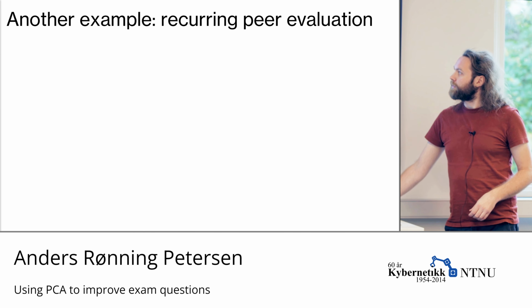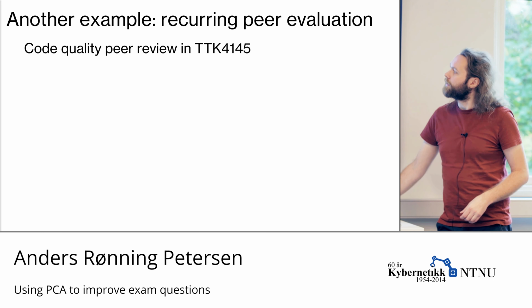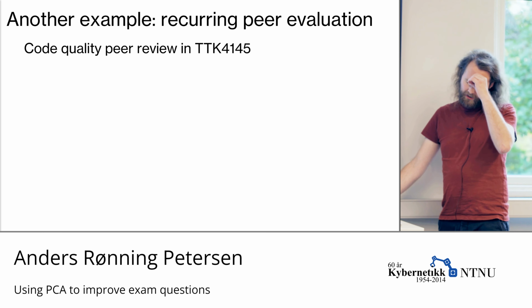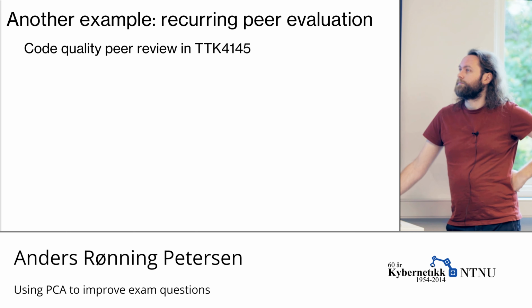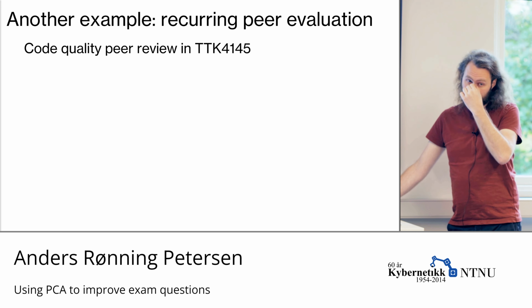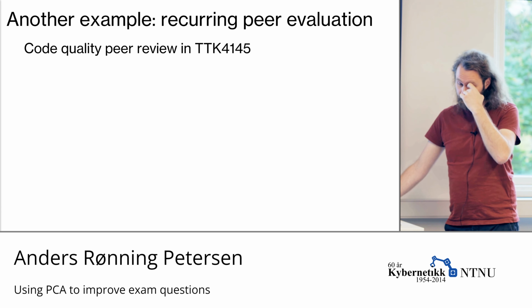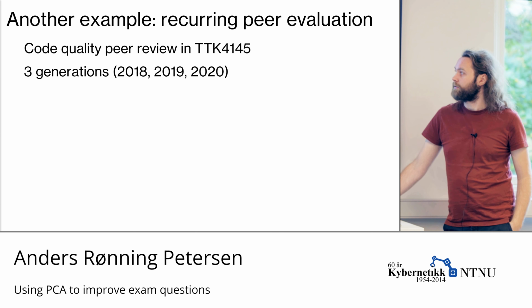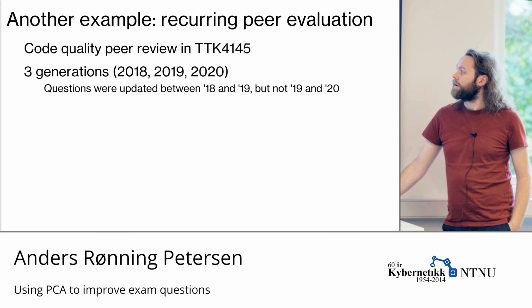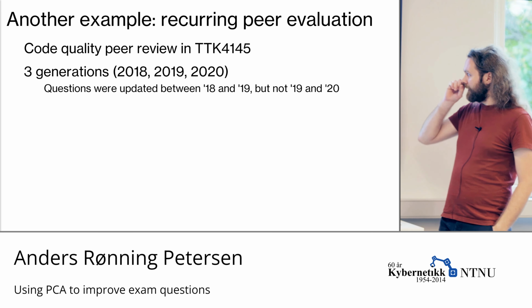Let's do another example, number 2 of 3. We do peer reviews of code quality in real-time programming, or at least we did do full peer evaluations. We now just do peer reviews. We can get into the exact story of that as a bonus at the very end, but we're not going to talk about it now. There are 3 generations of that question set, from 2018 to 19 to 20. The questions were updated between 18 and 19, and this analysis is after the fact. I just did this intuitively.